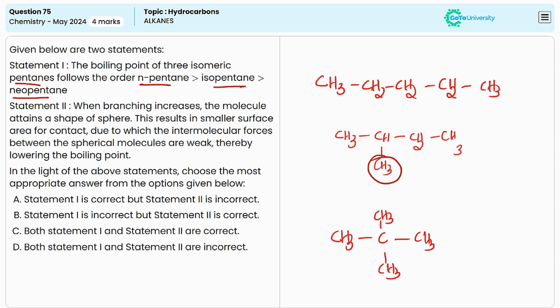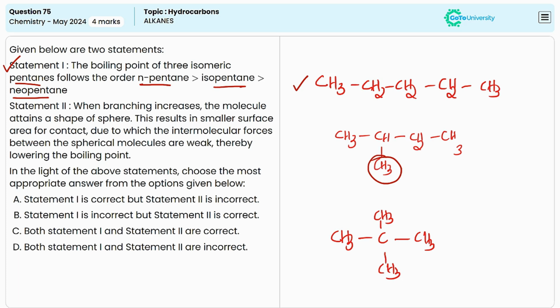Based on this point, we can say normal pentane will have the higher boiling point because there is no side chain in this compound. And the next one will be isopentane because it contains only one methyl group as the side chain. The lowest boiling point will be for neopentane because it is the most highly branched compound among these three. So the first statement is correct, and the second statement is giving the reason behind this.